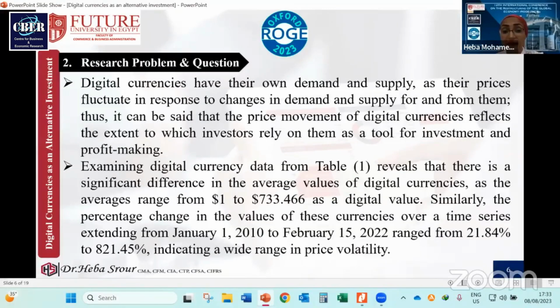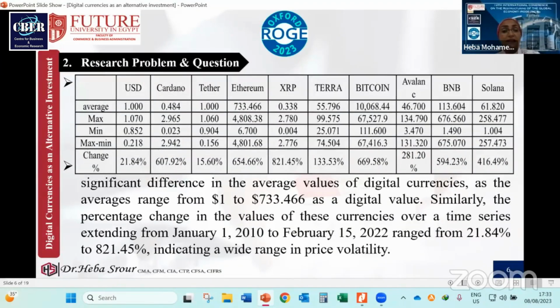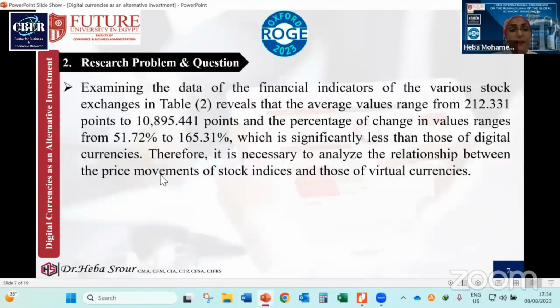Examining digital currency data from Table 1 reveals that there is a significant difference in average value of digital currency, as the average ranges from $1 to $733, and the percentage change in value of these currency over time series extended from January 1st, 2010 to February 15, 2022, ranges from 21.48% to 821.45%, indicating a wide range in price volatility.